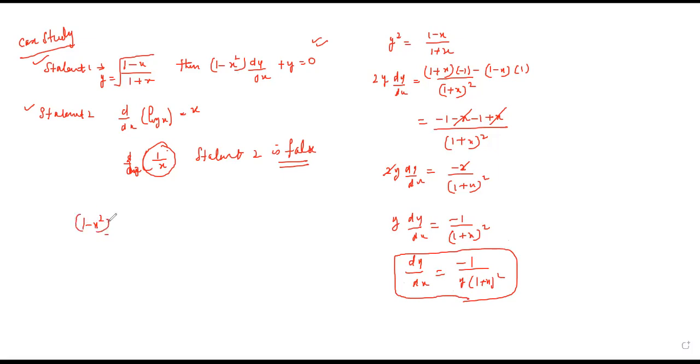1 minus x square times dy by dx is equal to 1 minus x square times minus 1 upon... Because my y is this, I can substitute the value of y to check whether this dy by dx comes out equal to this or not. dy by dx is equal to minus 1 because this statement is true.